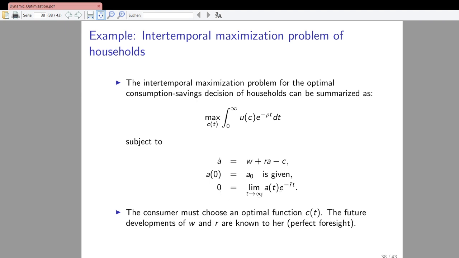So the limit as time goes to infinity of the product of assets with the discount factor has to be equal to 0. And the consumer chooses, as I said, the optimal function C(t), and the future developments of the wage rate and the interest rate are assumed to be known to the household. So we assume perfect foresight, as is often done in economic models.